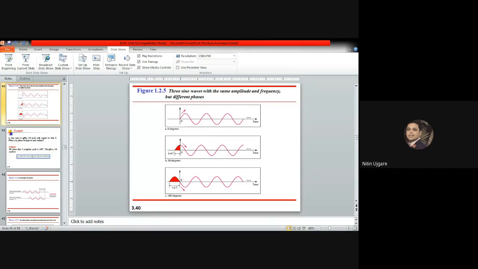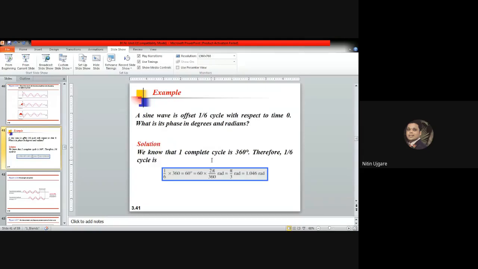Pi/6. It's not pi/6. It's pi/3. Okay. I think it's there. It's mentioned there. You can see the answers. Okay. Anyway.